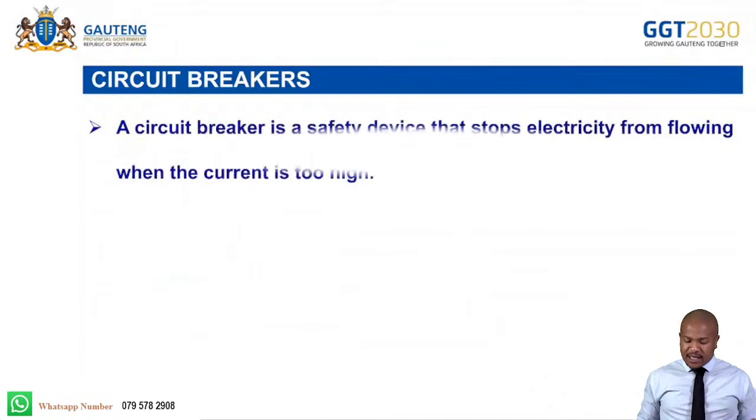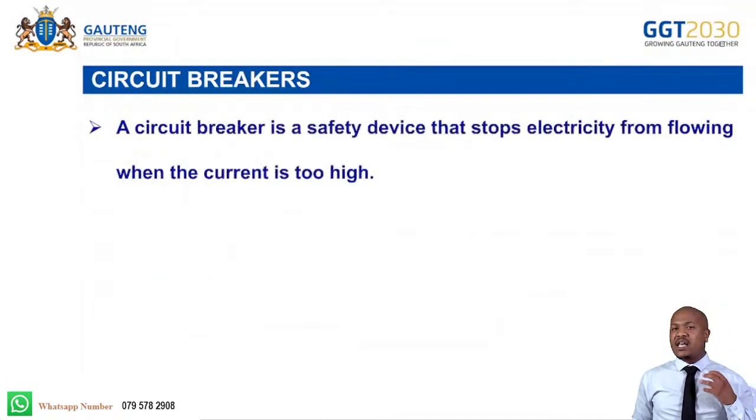So let's start off by explaining circuit breakers. These circuit breakers are our safety devices that stop electricity from flowing when the current is too high. They are there for a main purpose: to control the amount of current. When the current is too high, they stop the current from flowing.